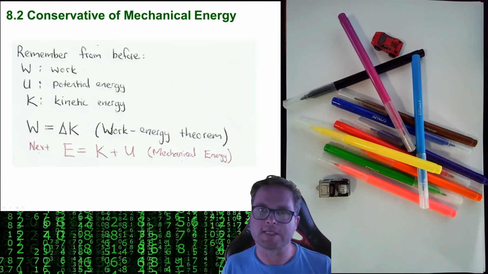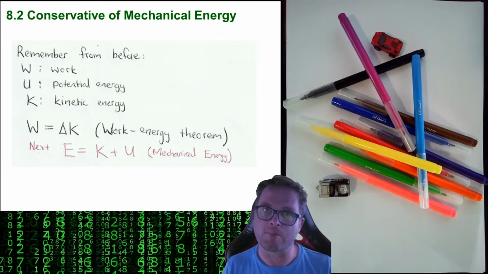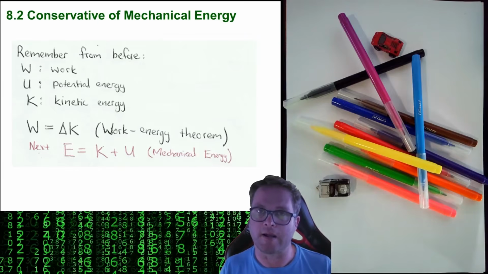So remember, work can be done, and we express that by capital W. We have potential energy, and the symbol we use for that is a capital U. In terms of potential energy, we've seen gravitational potential energy, with a book being lifted against gravity, and we've also seen elastic potential energy, with the energy stored in a spring.